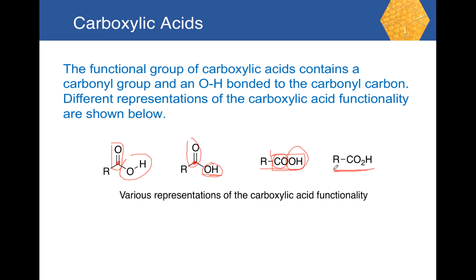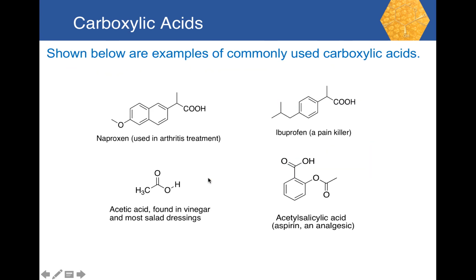Another way of writing this is RCO2. So we take these two oxygens here and we just put a subscript 2 to show that there are two oxygens, and of course here's a hydrogen. So these are all ways of representing carboxylic acids. So look out for that. There are different ways of writing the functional group carboxylic acid. Let's look at some examples here.